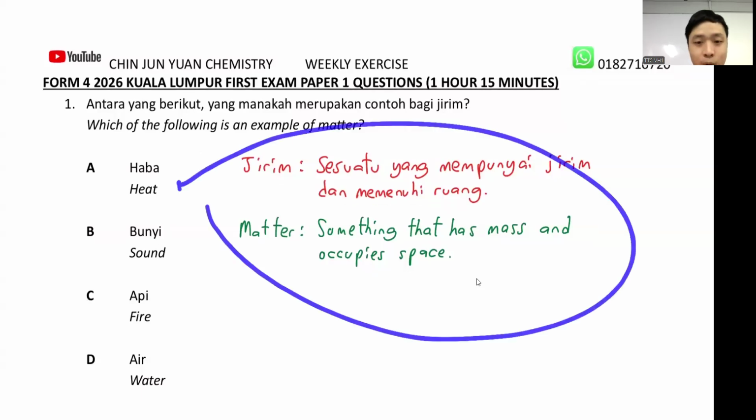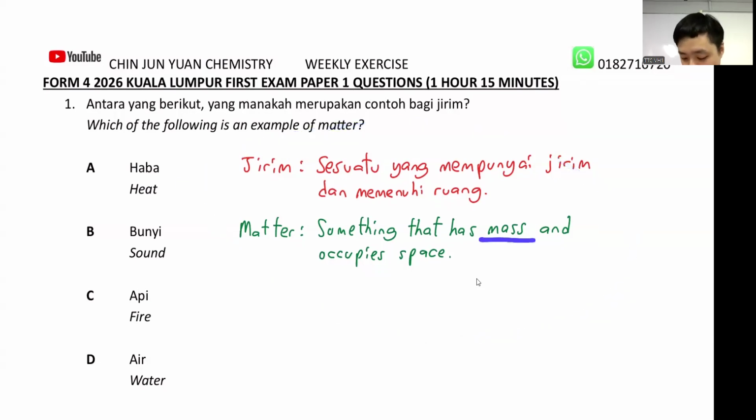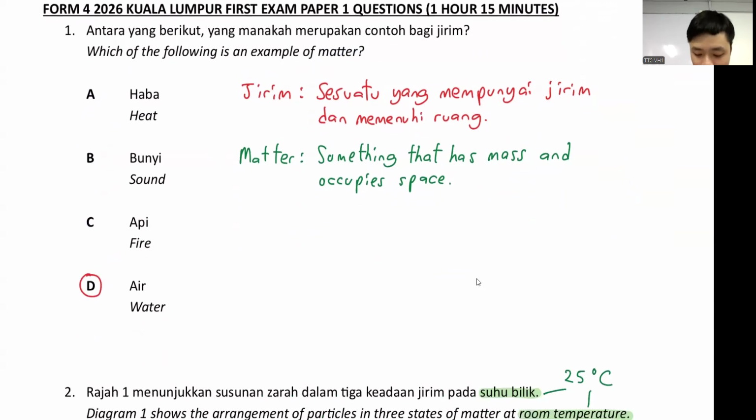The meaning I listed here: has mass, occupy space, memenuhi diri dan memenuhi ruang. Means 有质量，还有占据空间. So of course, only donkey has mass and occupy space. I know some people still circled C, which is very shocking. And then second question.